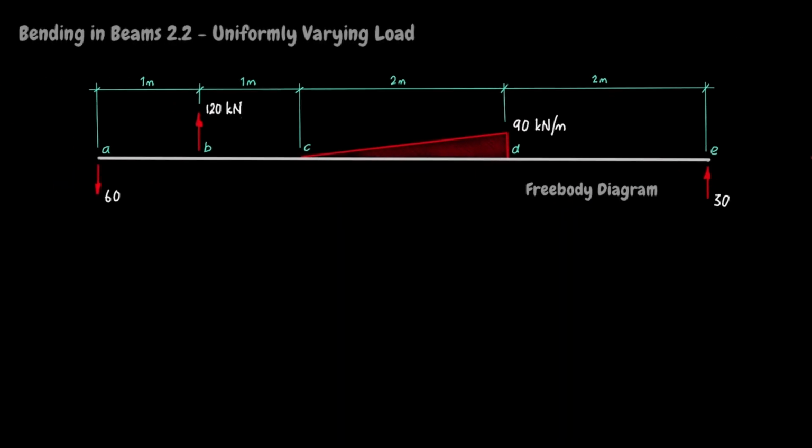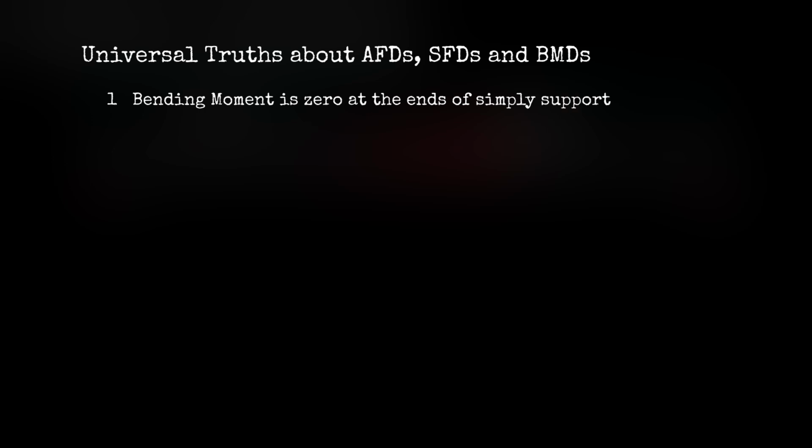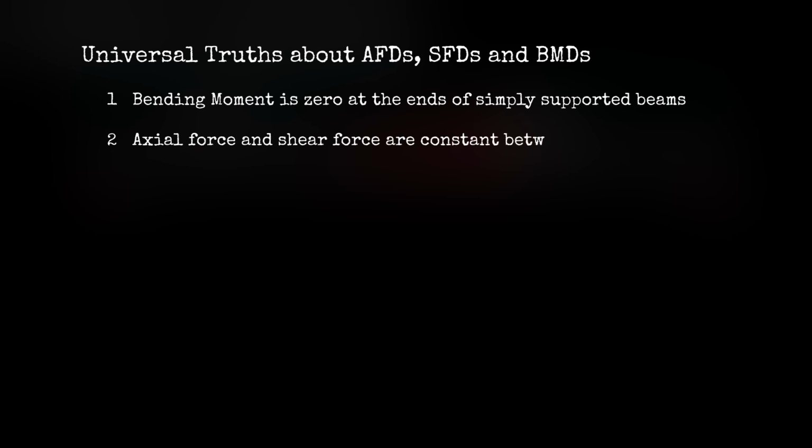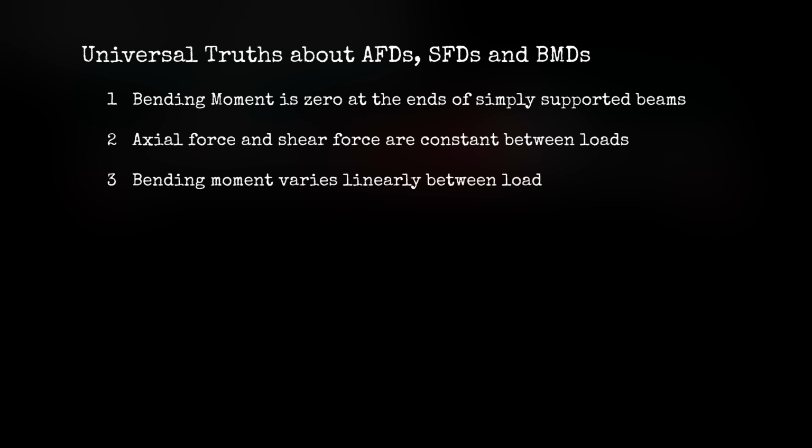The next step is to figure out what's going on inside the beam. In previous videos, we discovered the following universal truths about axial force, shear force, and bending moment diagrams. 1. Bending moment is 0 at the ends of simply supported beams. 2. Axial force and shear force are constant between loads. 3. Bending moment varies linearly between loads.